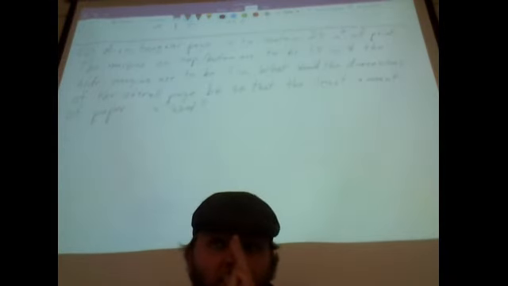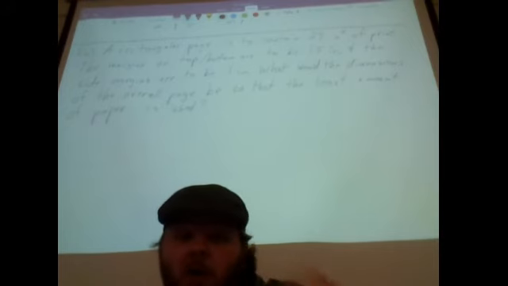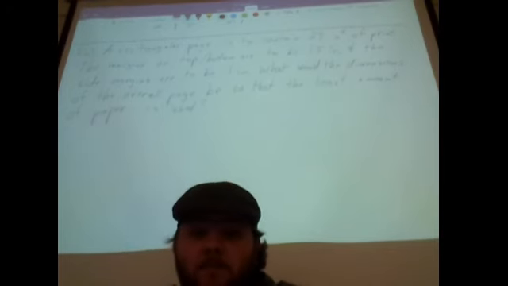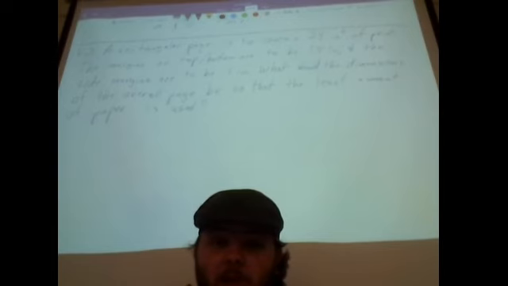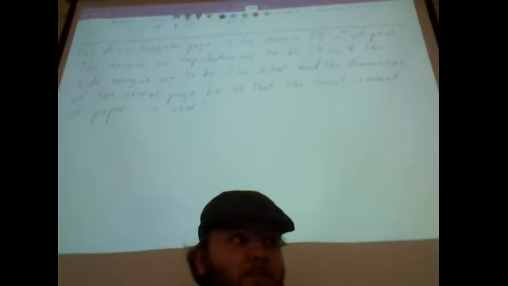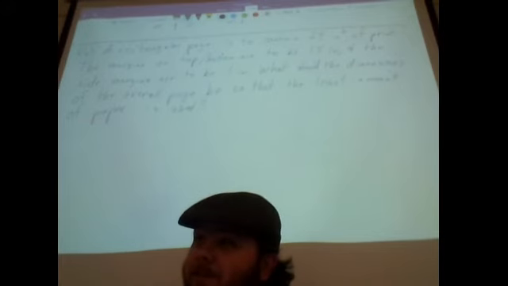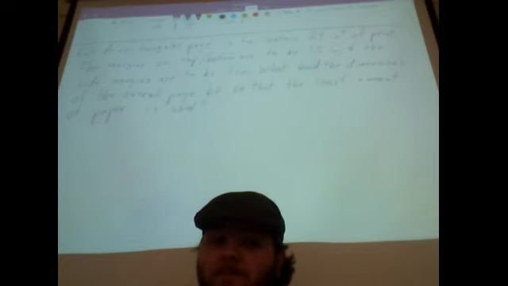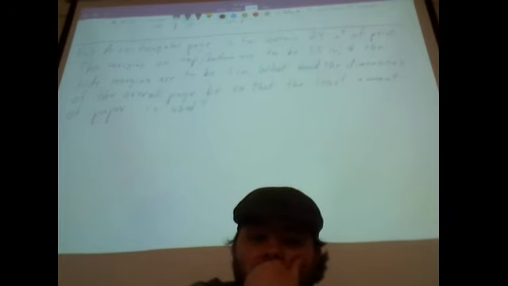A rectangular page is to contain 24 square inches of print. The margins on the top and bottom are to be 1.5 inches. The side margins are to be 1 inch. So that's left and right. What should the dimensions of the overall page, not the inner text region, but overall, what should those dimensions be so that I use the least amount of paper? Go ahead and give it a shot.